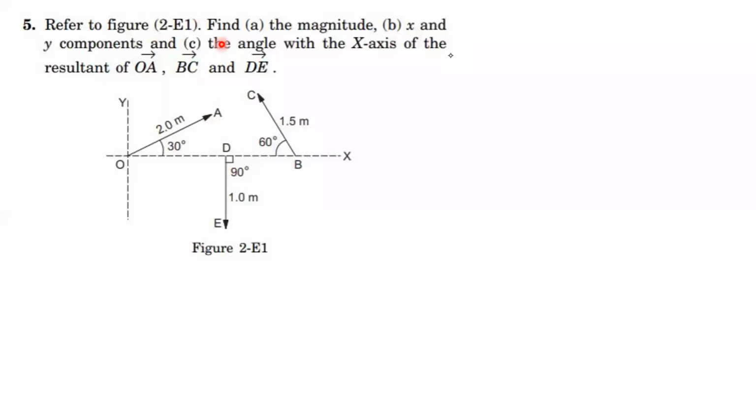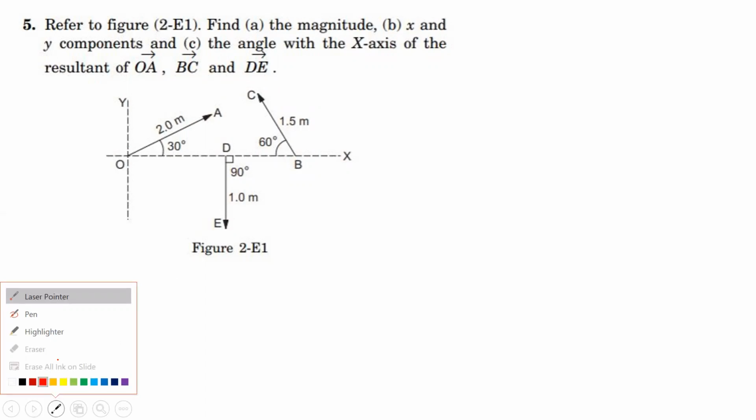Refer to the figure. Find the magnitude of the resultant of all the vectors, and the x component, y component, and the angle with the x-axis of the resultant of OA bar, BC bar, DE bar. Here this is OA bar, this is BC bar, and DE bar. First we have to find the resultant, the magnitude of the x component and the magnitude of the y component, and the angle made by the resultant also we have to find.